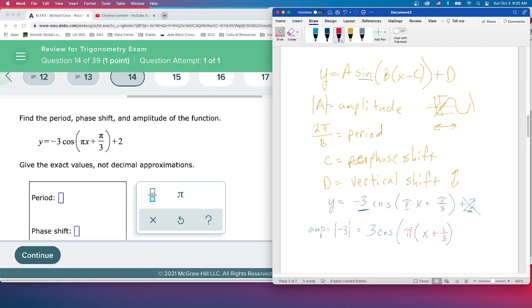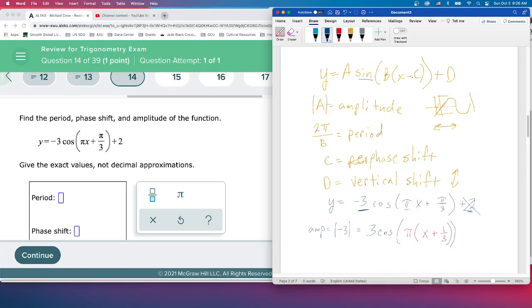Okay, now look at it. If you go back and you distribute this, you'll get pi x, which is what we got, and pi over 3, which is what we got. So you kind of have to do that kind of double check. But you need to factor this so we have this thing. Now notice this is positive, so that means that this number, this 1/3, the phase shift, is actually going to be negative because it's always the opposite sign here.